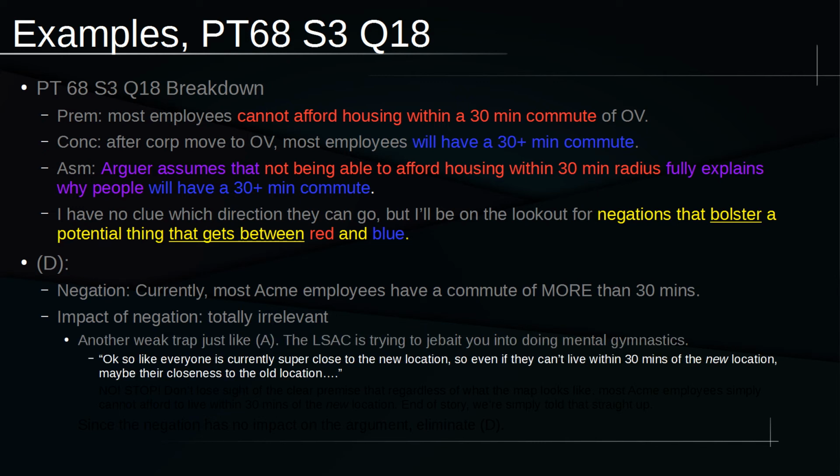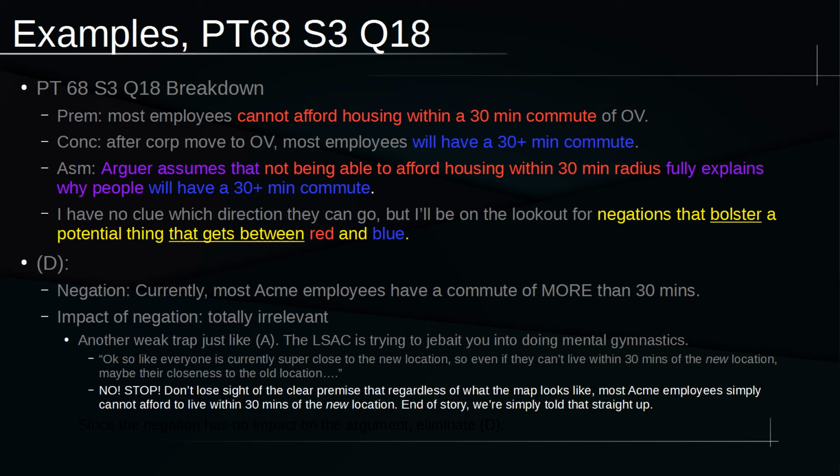So you'd have to think of something along the lines of, okay, so like everyone is currently super close to the new location, so even if they can't live within 30 minutes of the new location, maybe they're closest to the old location, and you start getting all these jumbles, and you'd have to figure out some sort of weird logic puzzle and mapping game almost to figure out where these people might be and how it's possible that they are already far from the new location, and so how does that put them somehow closer to the old location? You have to think of something, and everything you think of is going to have zero basis for being correct. So the warning is to stop.